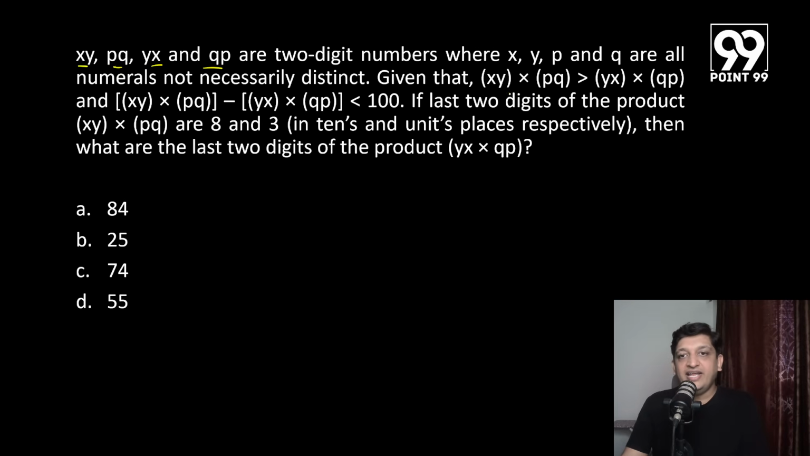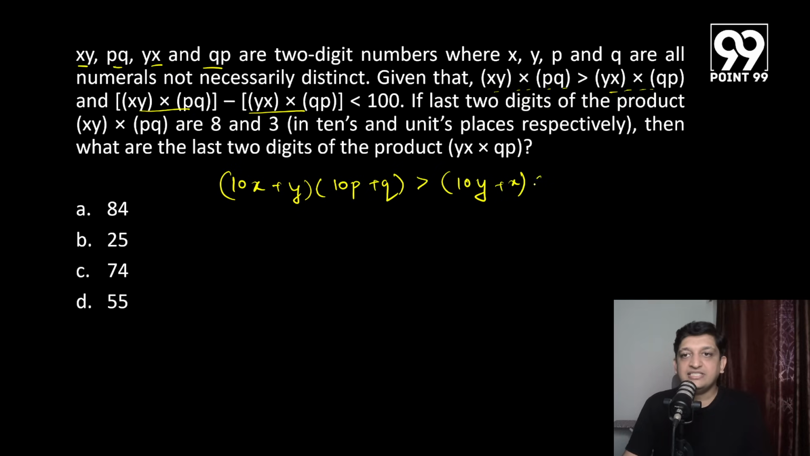We also know that xy into PQ is greater than yx into QP, the 2-digit numbers. And the difference between them is less than 100. So let's try to figure out what happens in this context and let's see what we are getting there. Now, we have been told that xy into pq. So let me write this as 10x plus y into 10p plus q. I know that this is greater than yx multiplied by qp. So 10y plus x multiplied by 10q plus p.